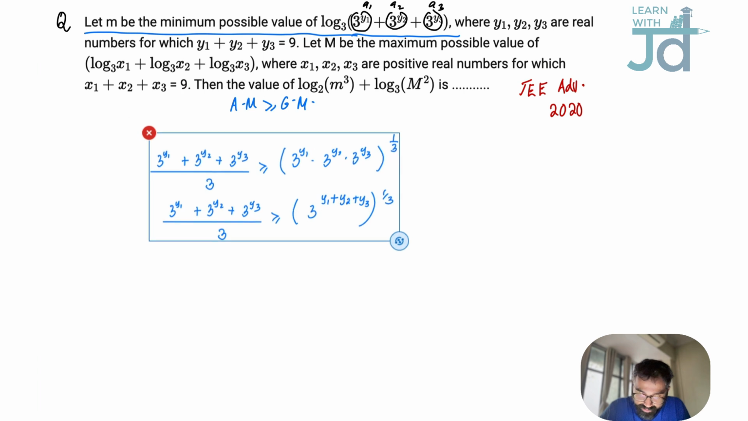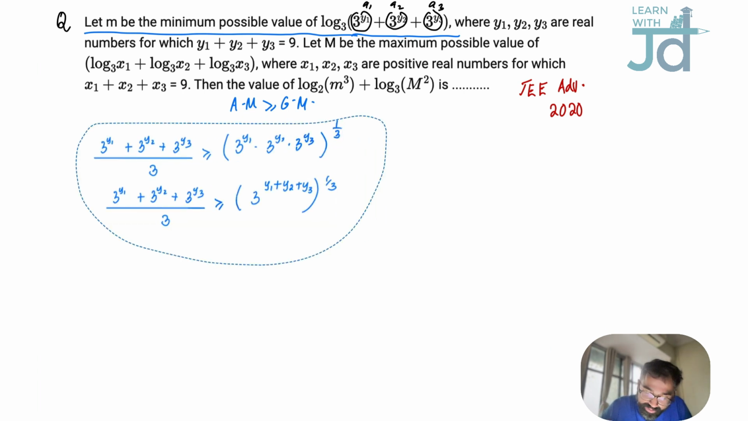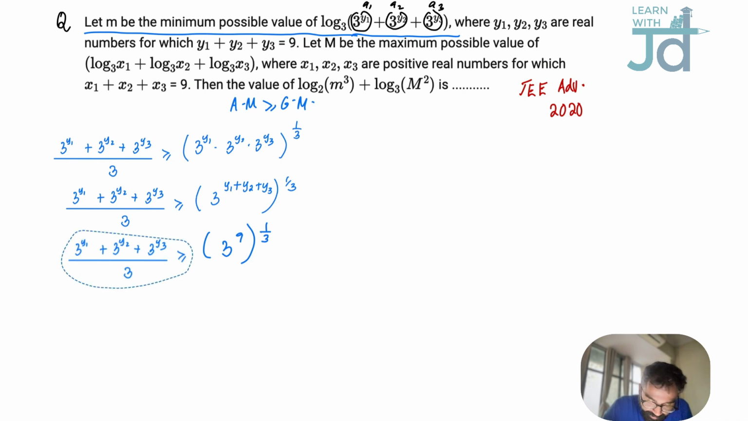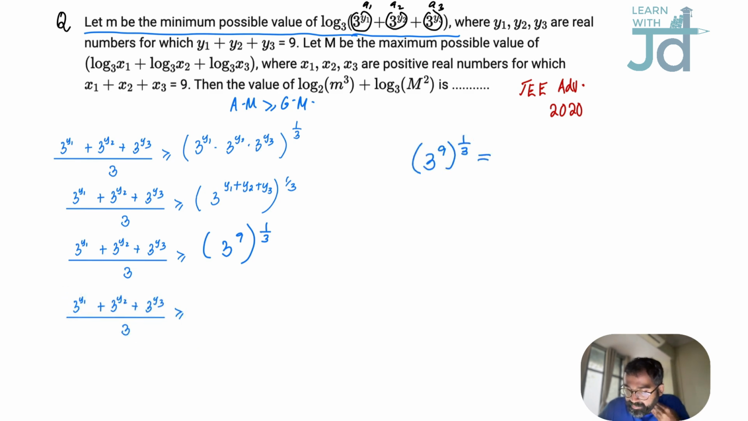I'll just resize it ताकि पूरा प्रॉब्लम इसमें ही हो जाए, वरना एक और भी duplicate करेंगे. Now यहाँ पे again no change, left hand side में no change. यहाँ पे y1 plus y2 plus y3 is given already as 9, so I will just substitute that as 9. 3 raised to 9 by 1 by 3. अब देख ये 3 raised to 9 raised to 1 by 3 मैं ऐसे लिख सकता हूँ.